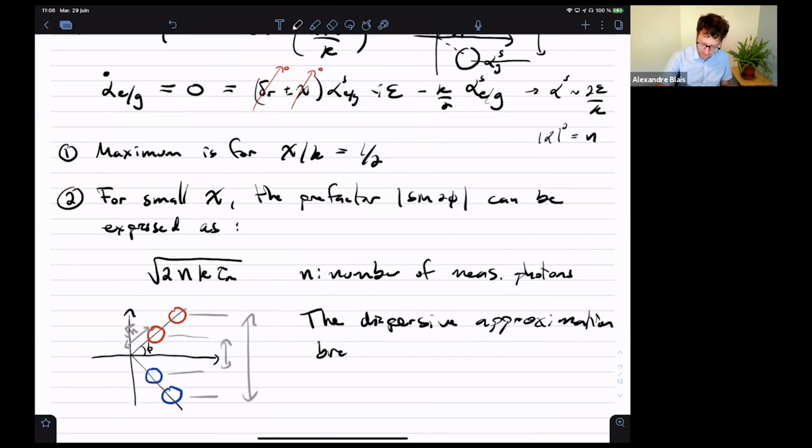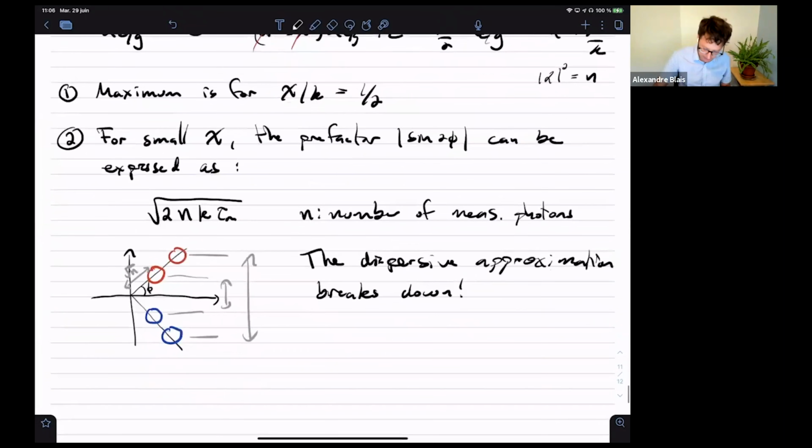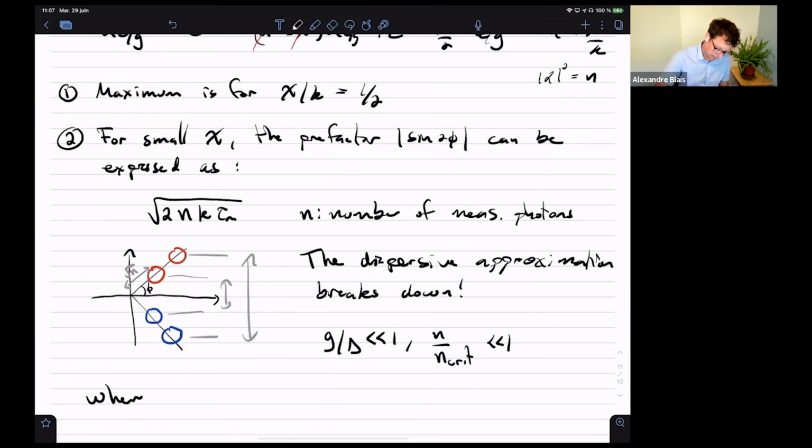My handwriting is not improving. You remember when Jens did the Schrieffer-Wolff transformation, he said there's a small parameter, g over delta, which has to be very small. But in fact, this is not the real small parameter of the theory. The real small parameter of the theory is rather n over n crit, which has to be very small, where n crit, the critical photon number, is delta divided by 2g squared for a two-level system.